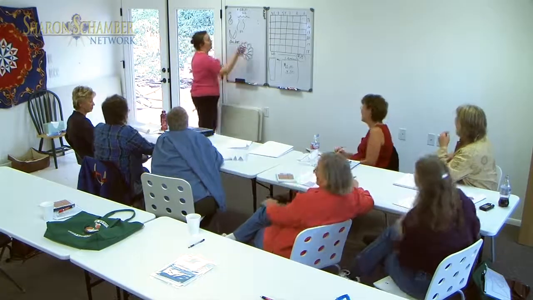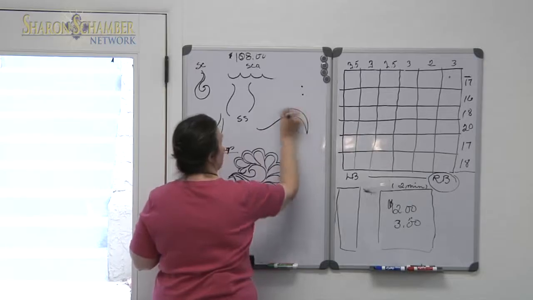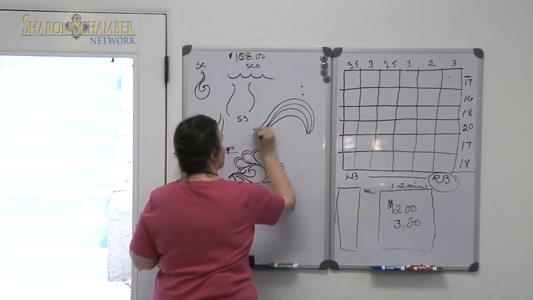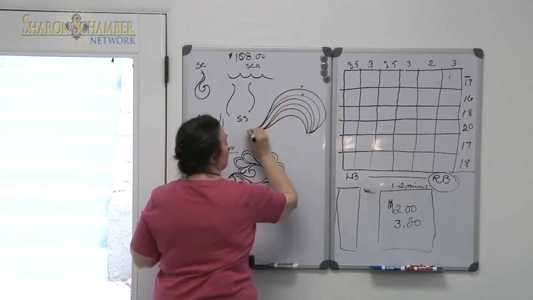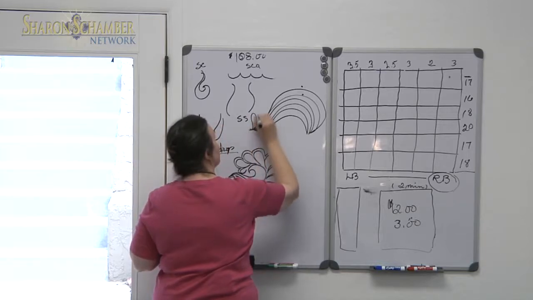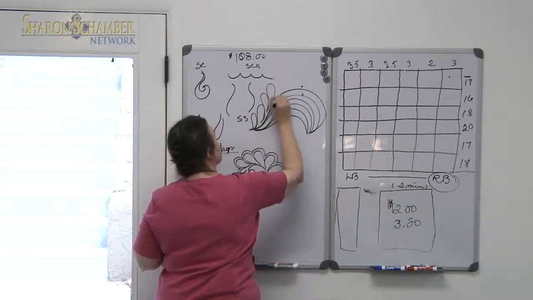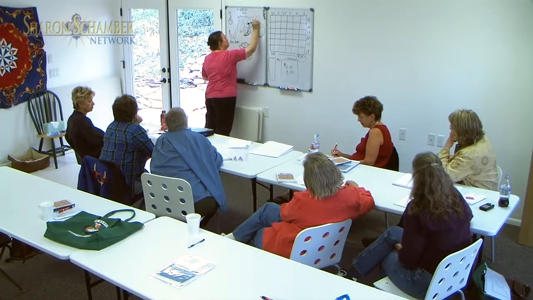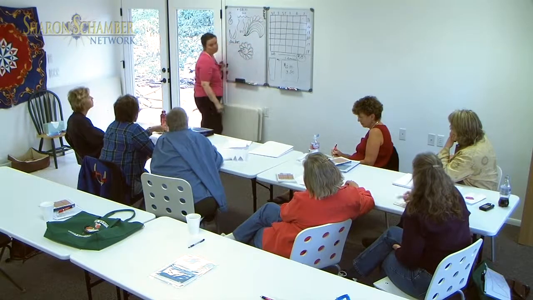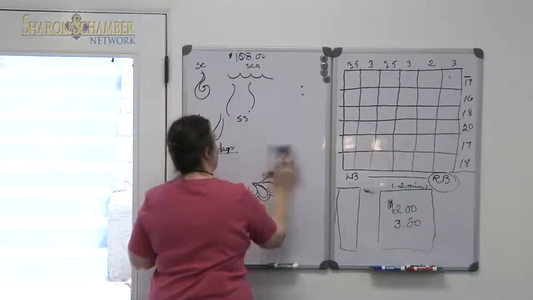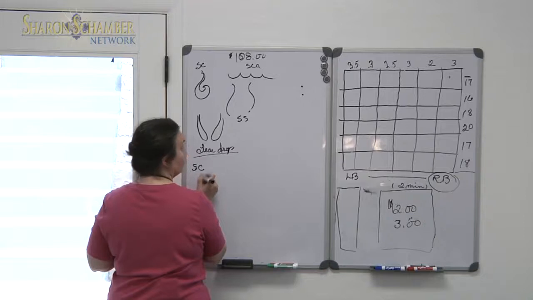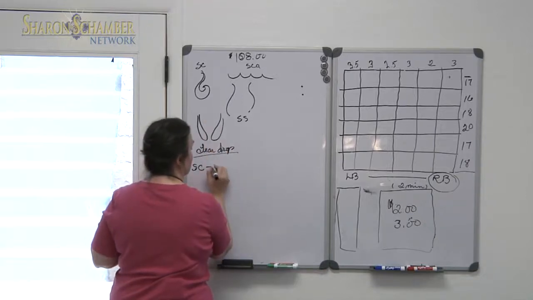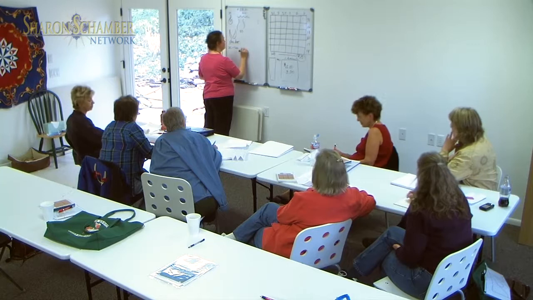Okay, soft S, soft S, soft S, soft S, soft S, and go back. And then we can feather that. Scallop and teardrop, when we did that one. We can do it different. Scallop and a teardrop. Scallop, teardrop.